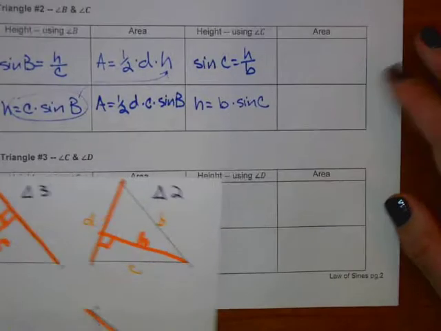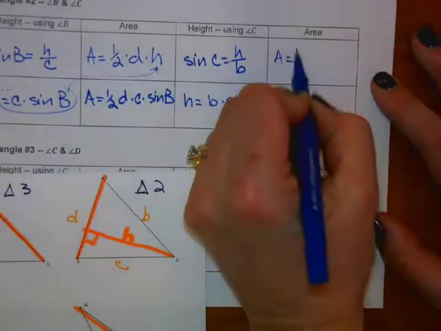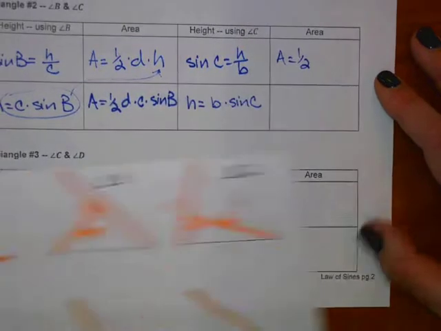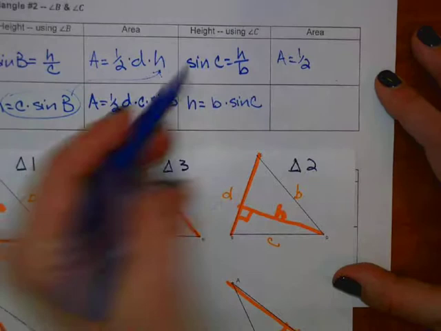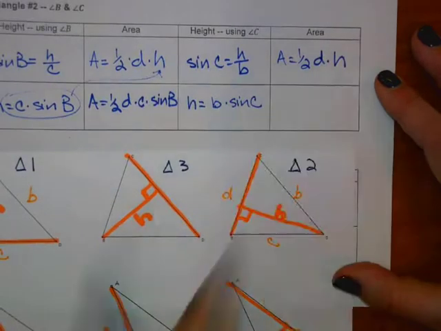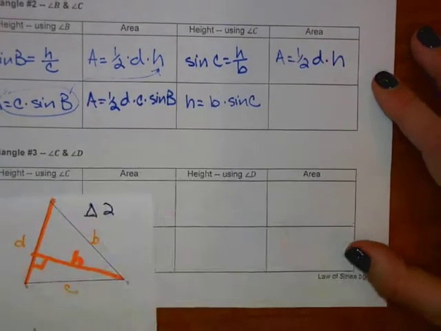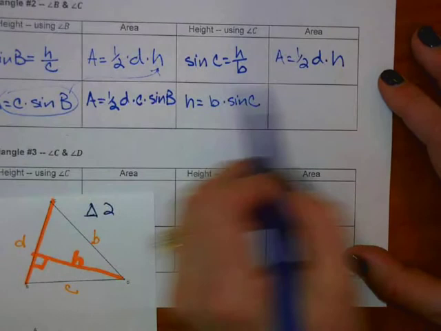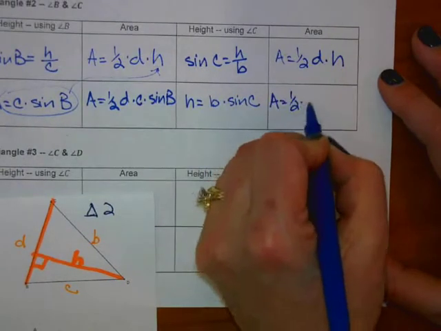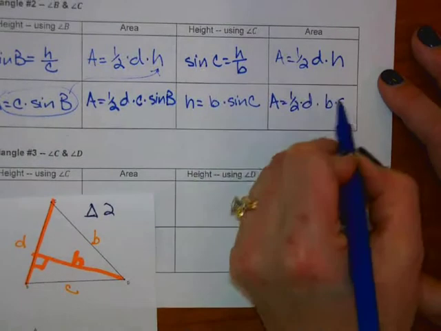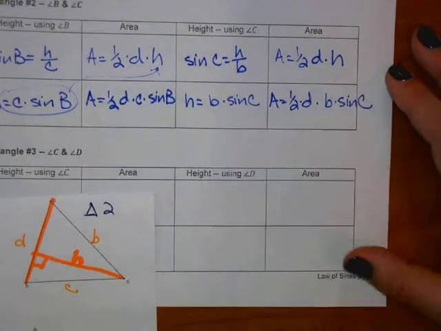And then the final one for this would be area equals 1/2. We decided the base was side D times H, and I'm going to plug this in for H. So I have area equals 1/2 D times B times sine of C.